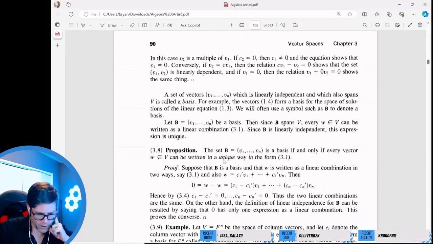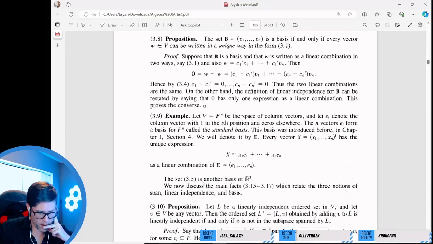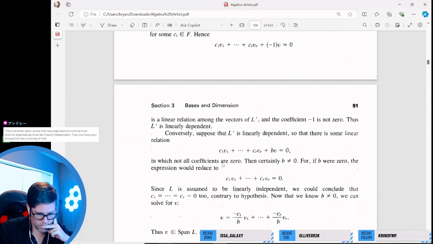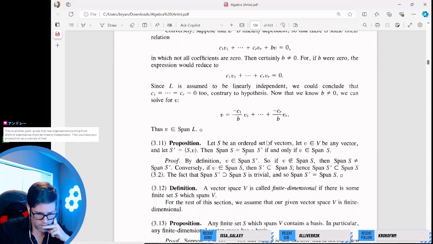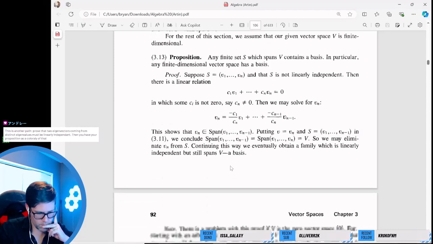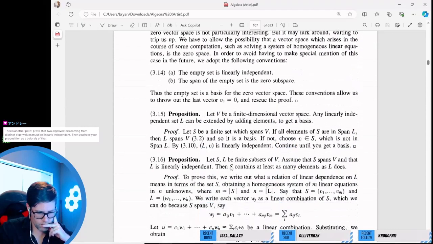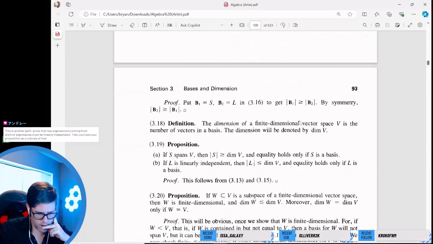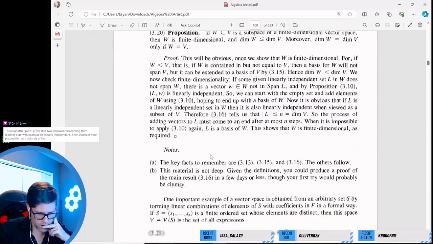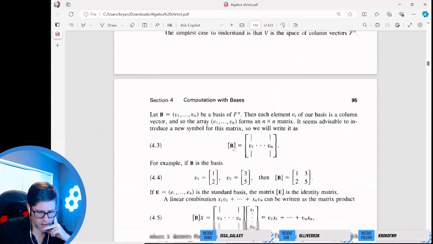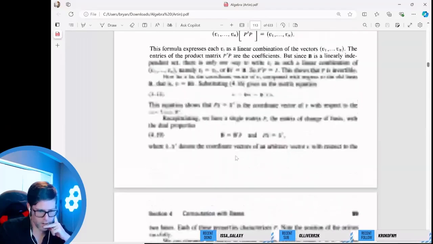Darn, I wish I would have written down a little bit more, because I read this and I was like, oh, that's exactly the thing that I need. Yeah, I remember all of that stuff. That's the dimension. Darn, okay, I thought I saw it in Artin somewhere. Maybe I'm just going crazy.